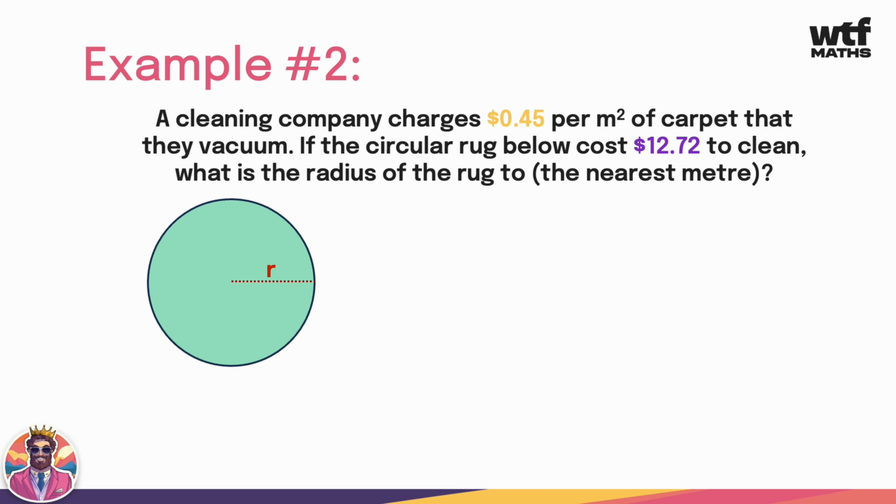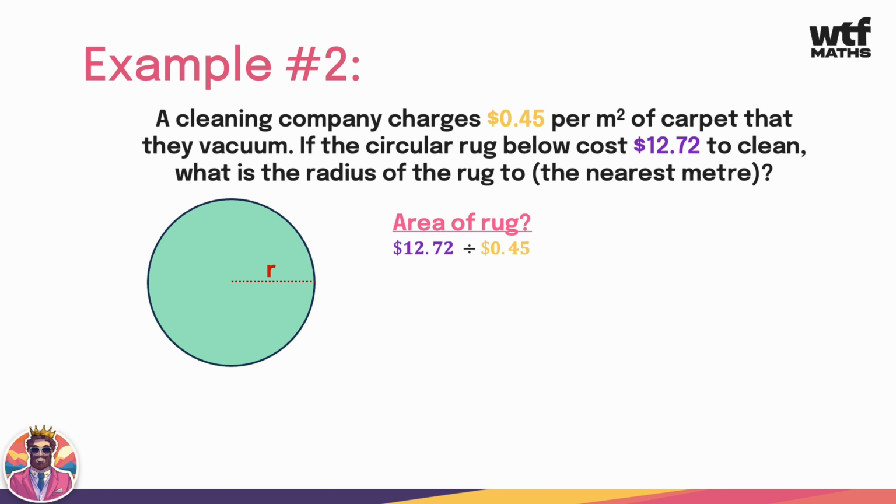Okay, here's another example. A cleaning company charges 45 cents per meter squared of carpet that they vacuum. If the circular rug shown below costs $12.72 to clean, what is the radius of the rug to the nearest meter? Now, before we find any radius, we need to first of all work out what area are we using for this question. So we need to find the area of the rug.